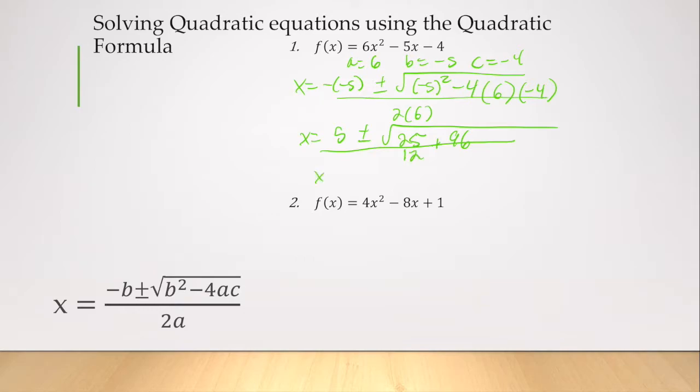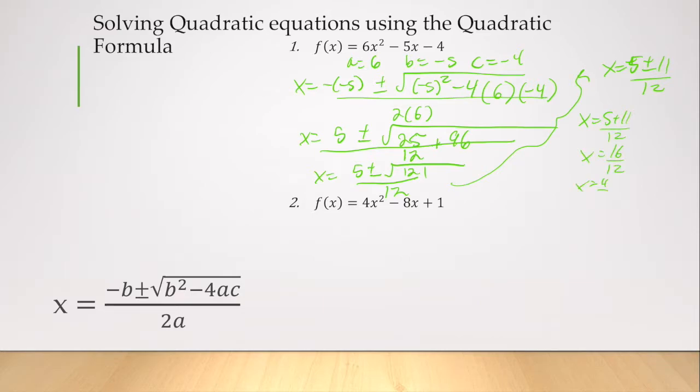All over 12. So I get x equals 5 plus or minus the square root of 121 over 12. Now 121 is really nice because it's a perfect square. So I get x equals 5 plus or minus 11 over 12. So x equals 5 plus 11 over 12. That means x is 16 over 12, which is 4/3. Always remember to simplify your fractions. Then I have x equals 5 minus 11 over 12. Well, x is negative 6 over 12, so x equals negative 1/2.